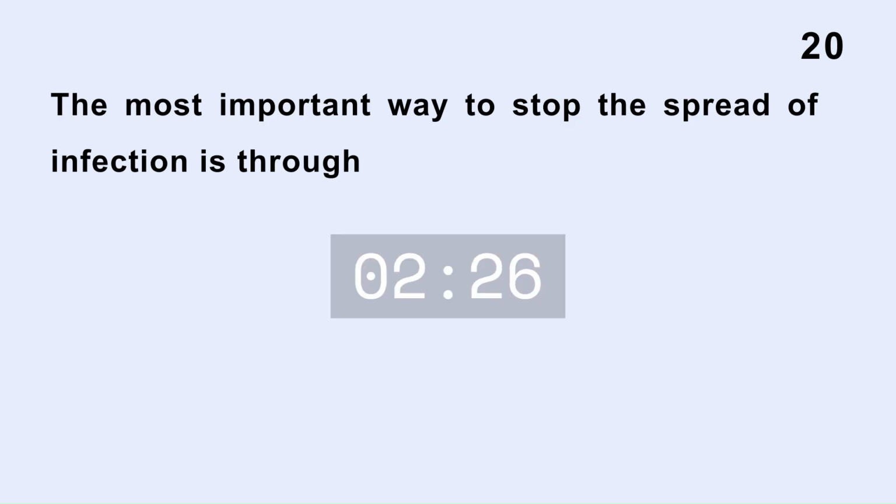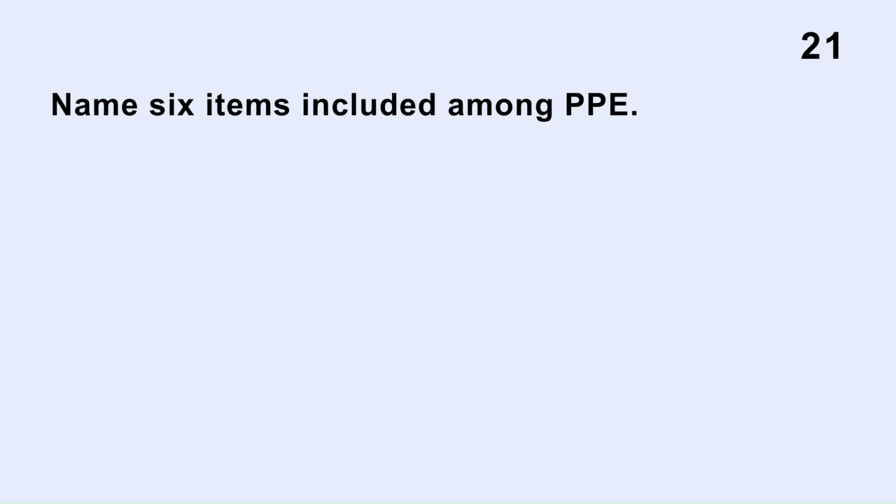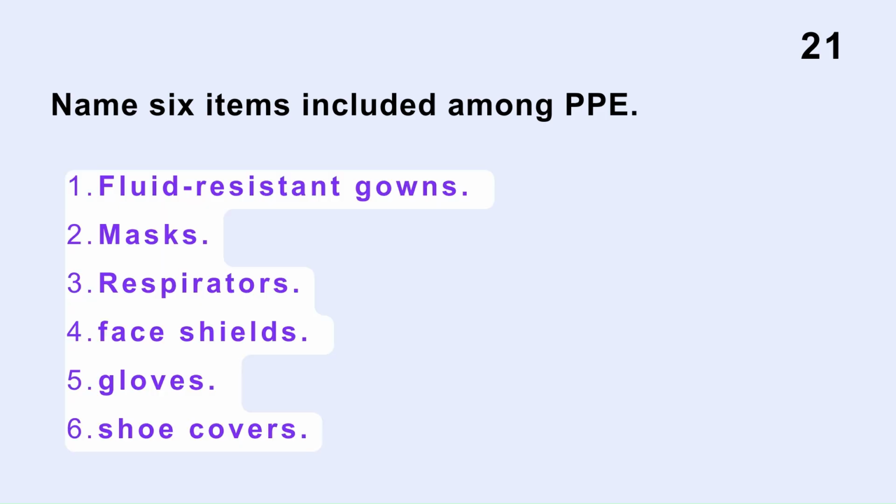Number 20. The most important way to stop the spread of infection is through hand hygiene. Number 21. Name 6 items included among PPE. 1. Fluid-resistant gowns. 2. Masks. 3. Respirators. 4. Face shields. 5. Gloves. 6. Shoe covers.